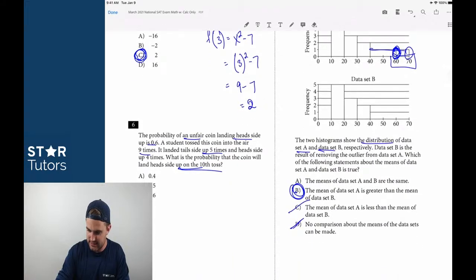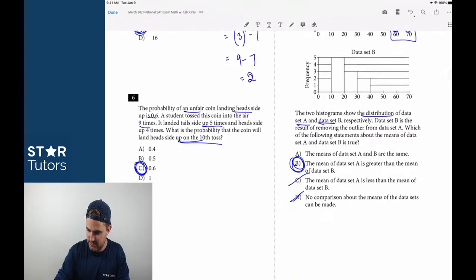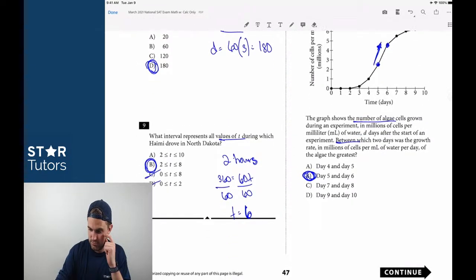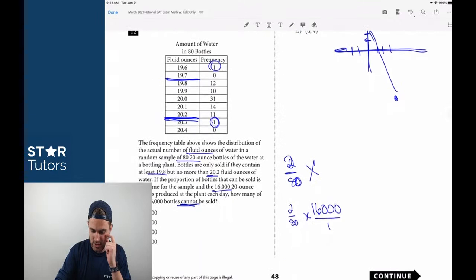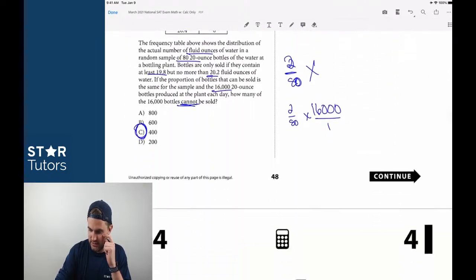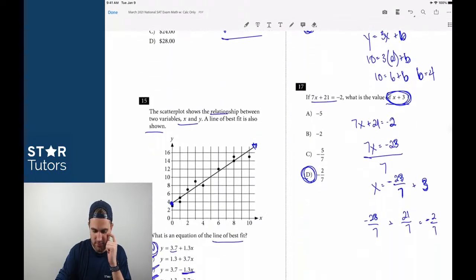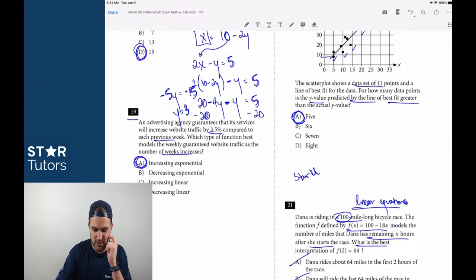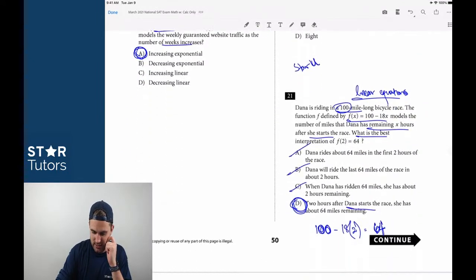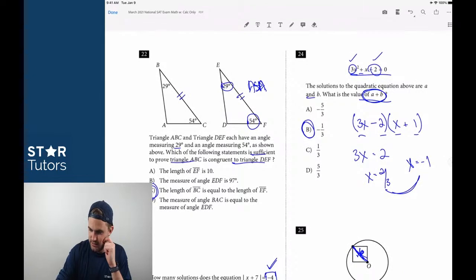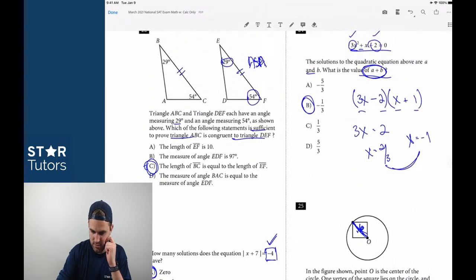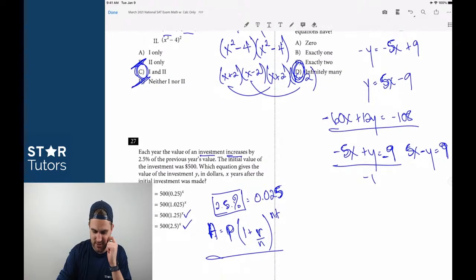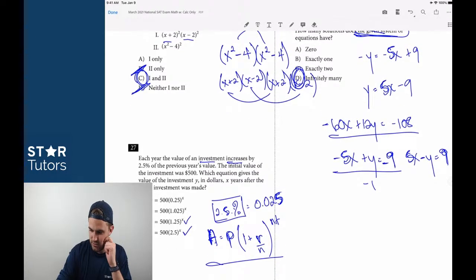5 is C, 6 is C, 7 is B, good. 8 is D, 9 is B, 10 is B. Yep. 11 is B, 12 is C, 13 is C, 14 is A, 15 is A, 16 is D, 17 is D. 18 is also D, good. 19 is A. 20 is A. 21 is D. 22 is C. Yep. 23 is A. 24 is B. 25 is C. 26 is C. Yep. 27 is B, good.